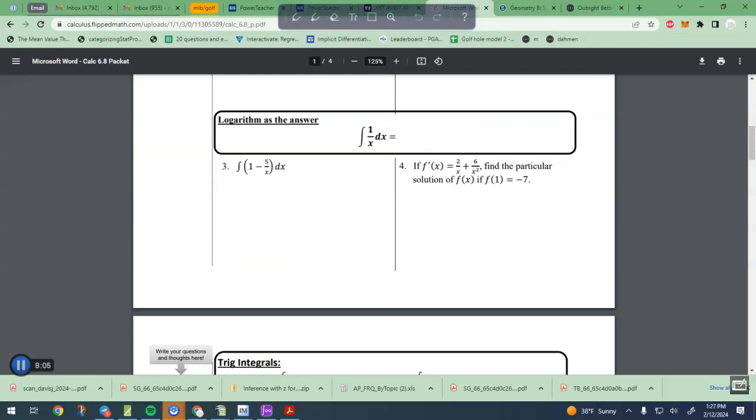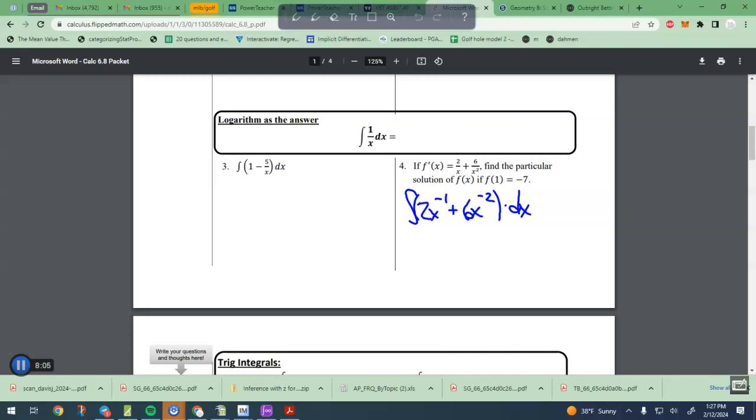So that's the derivative, f prime. I want f, so I'm going to have to integrate. While I'm rewriting the integral, I don't want variables at the bottom. I don't know how to integrate that way. So it's 2x to the negative 1 plus 6x to the negative 2 times dx. And then I've got to integrate those.